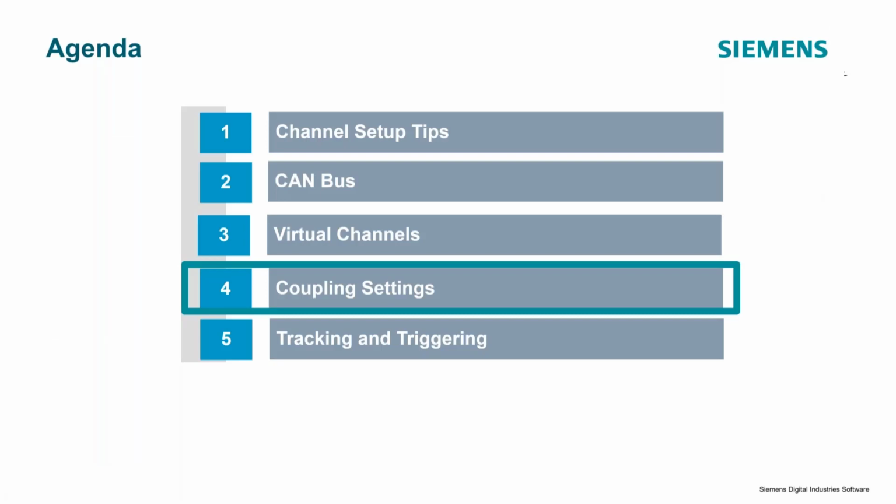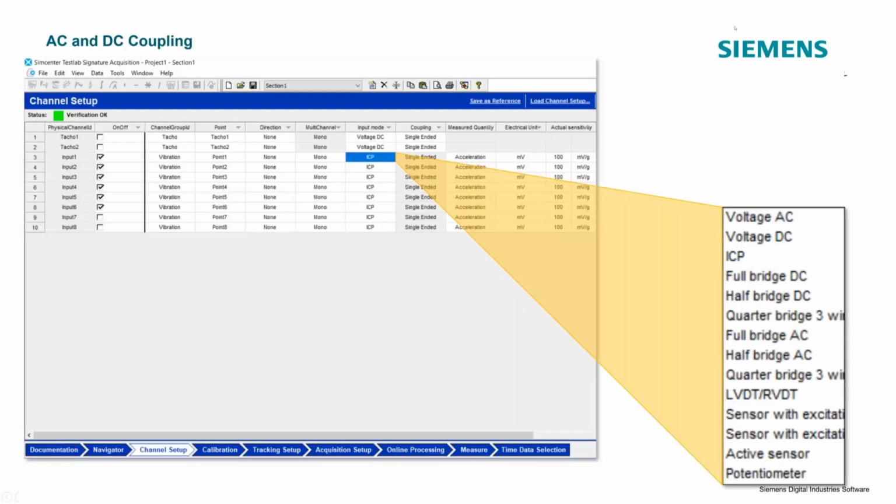We're going to talk about coupling settings. Another thing on the channel setup that you'll probably notice is this input mode. The question might be, what do I set that to? We talked about earlier that you can have different cards.